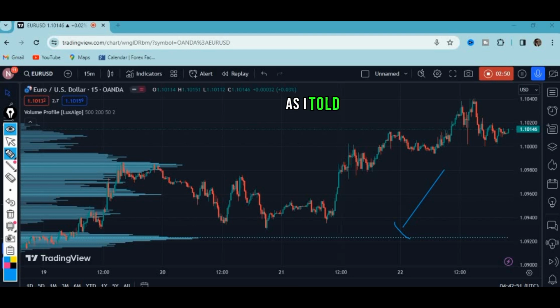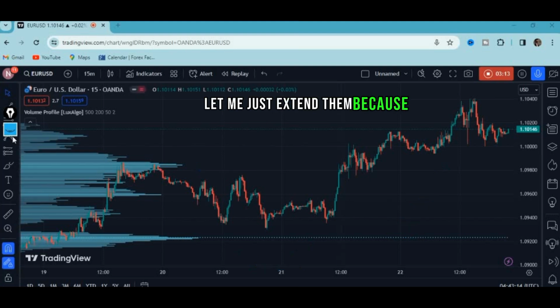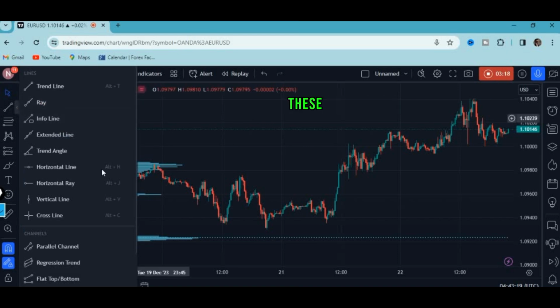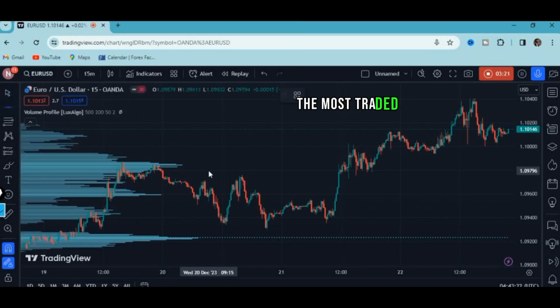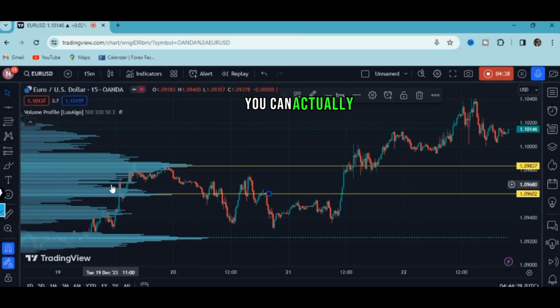As I told you before, the main usage of volume profile is to visualize the trading activity of a specific candle. The indicator can extend this for you, but you can also extend it yourself. Because we have time, let me extend them, because I want you to get everything I'm trying to put across. These are actually the most traded volume. You can extend the lines if the indicator hasn't drawn the point of control. They are all points of control, and these are levels you're supposed to watch the market from.